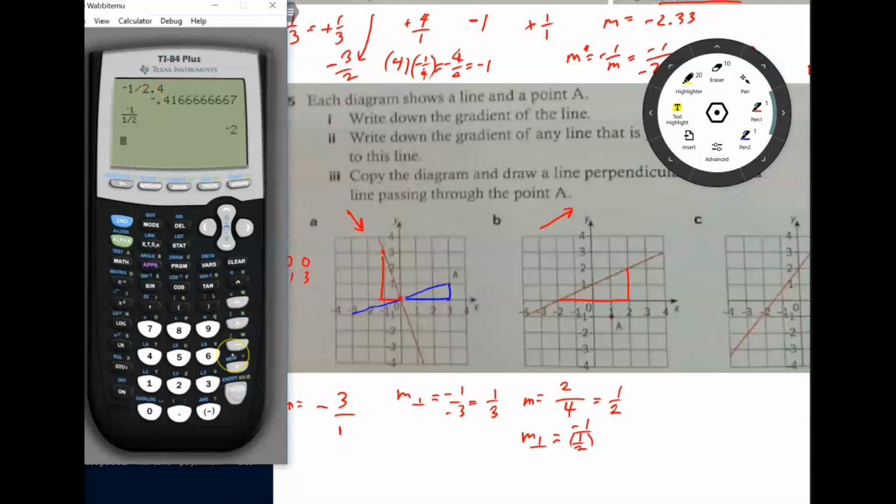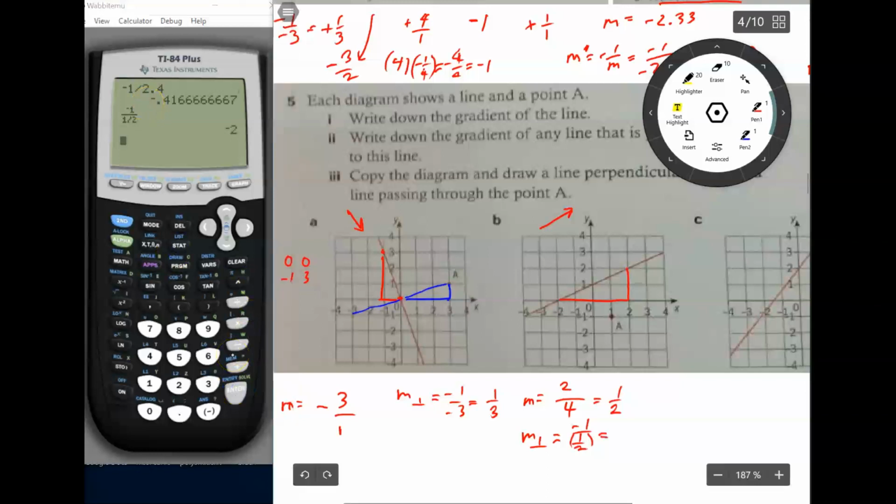Okay, and now I'm going to press enter. And it tells me that it's actually -2. And that makes sense, right? Because if I inverted 1/2, I would get 2 over 1, right? And then if I took the negative of it, it would be -2.